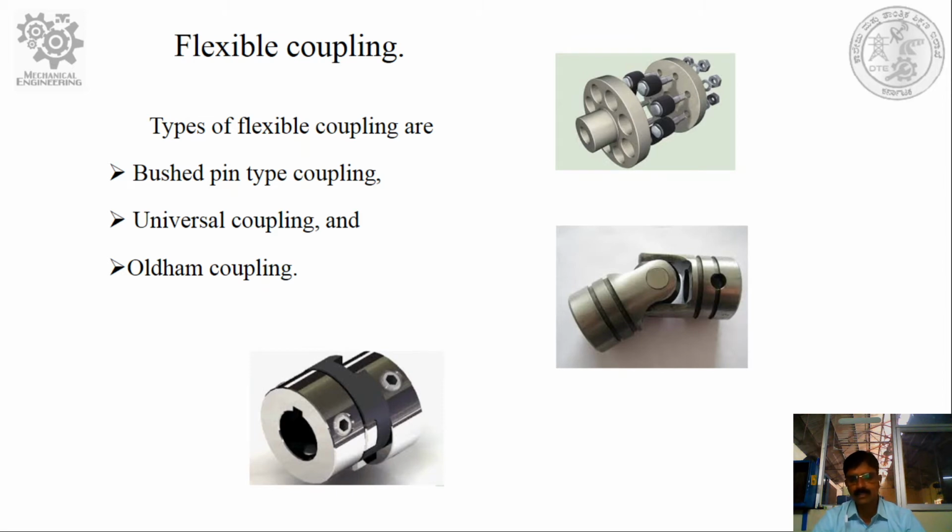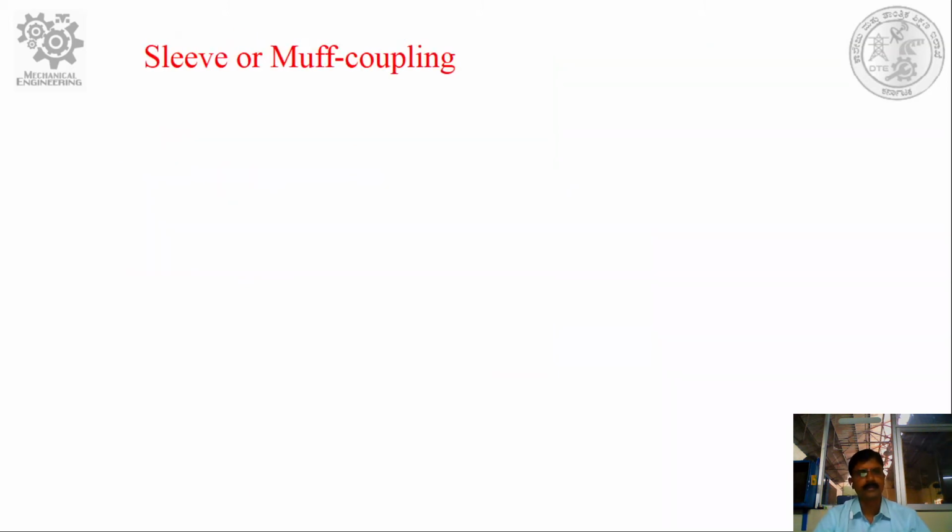In the case of the universal coupling, a knuckle pin is provided that overcomes an angular misalignment with the help of the universal coupling. And in the case of the Oldham coupling, the disc provided between the two flanges overcomes the axial misalignment.